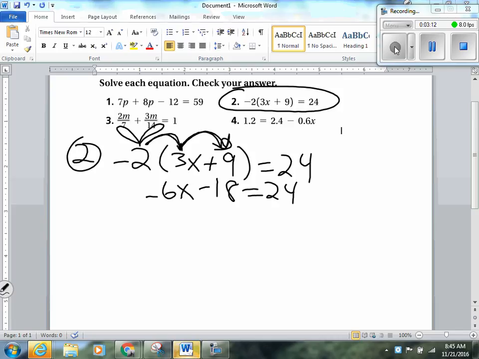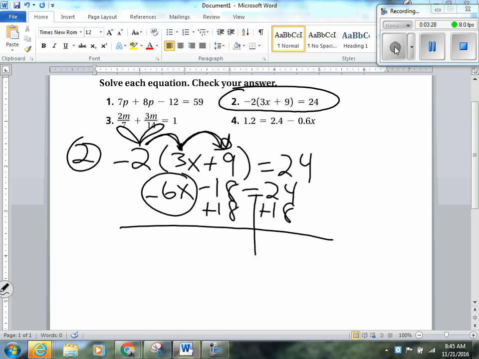The parentheses are removed. Now I go back to circle, draw my wall. That circle tells me to start on that side and do what's next to it. It's a minus 18. So that becomes plus 18 to both sides. That cancels, and I get negative 6x equals 42.